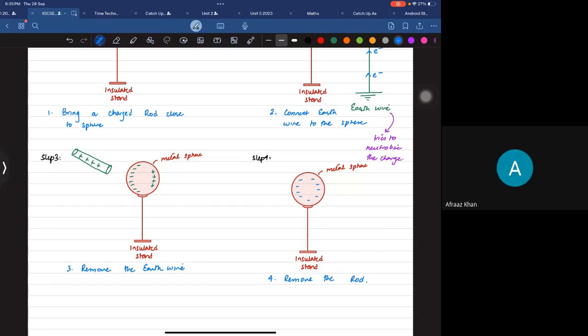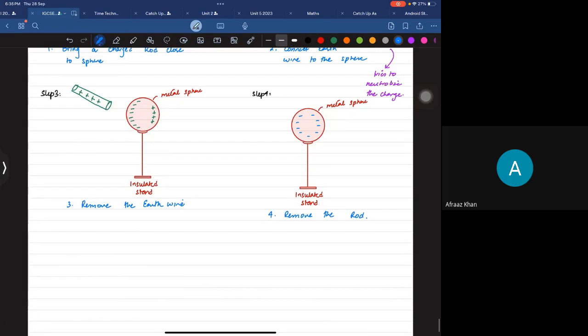So if we were to remove the earth wire first, then the rod would attract all the electrons. No, no. Rod never touches it, right? My question is, if we remove the rod first and earth wire later, what would happen? The sphere becomes neutralized. Yes, that is correct.